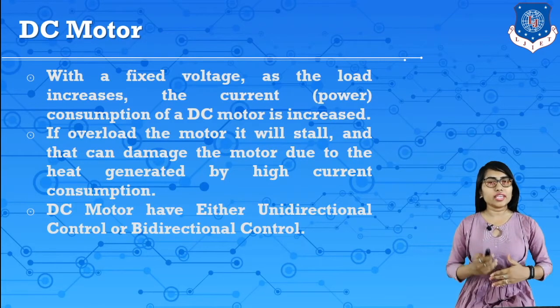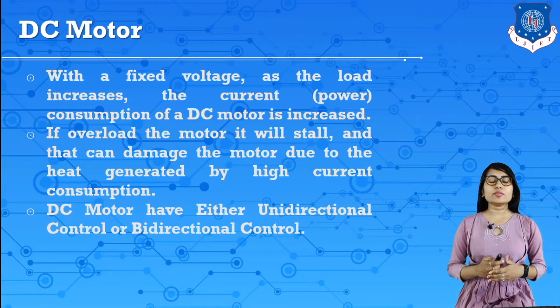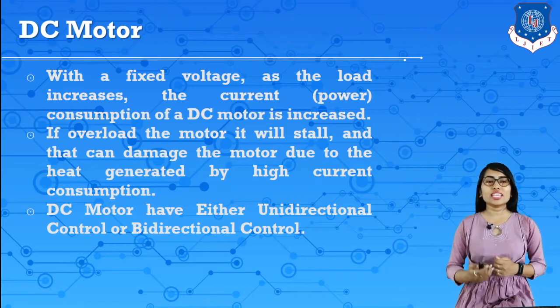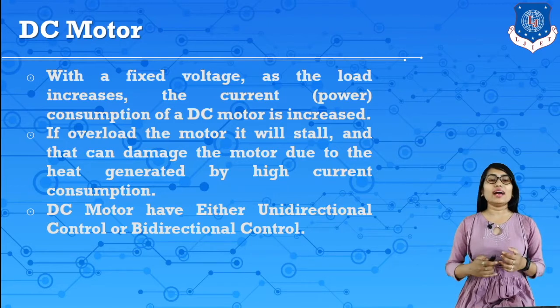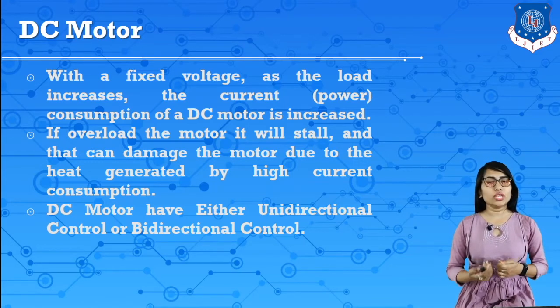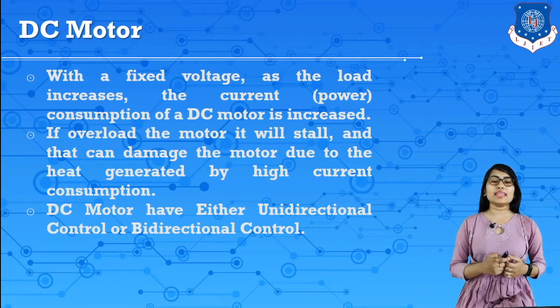As the load increases, the current consumption of a DC motor increases. If overloaded, the motor will stall, and that can damage the motor due to the heat generated by high current consumption. DC motors have either unidirectional control or bidirectional control.